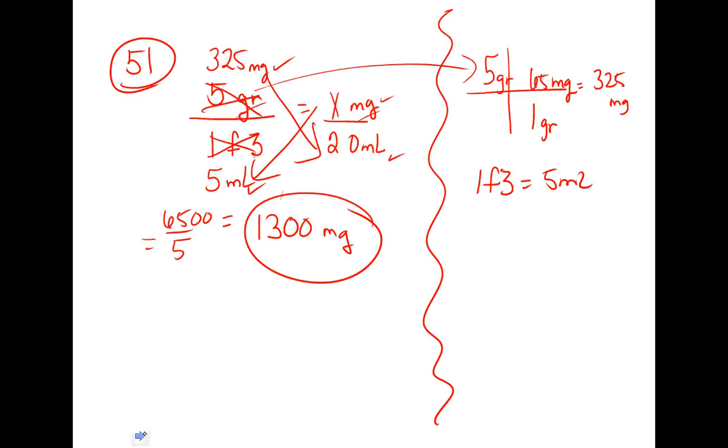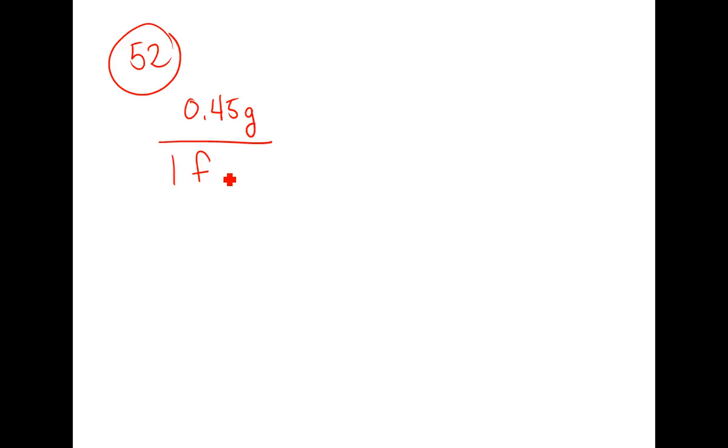Okay, so we'll do a couple more. I'll do number 52. Again, a drug is available as 0.45 grams this time over 1 fluid ounce in the apothecary. And the order is for, not 20, 15 milligrams. So fluid ounces on the bottom, and the 15 milligrams is going to go on top. And then you're going to have X milliliters here.